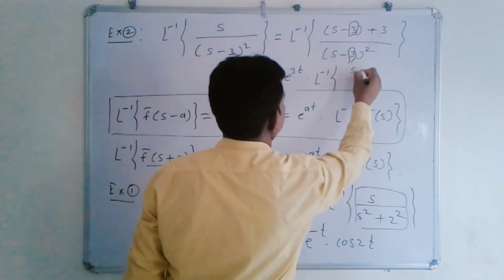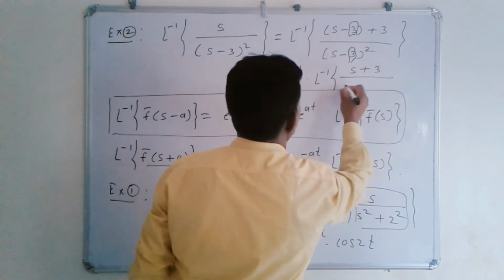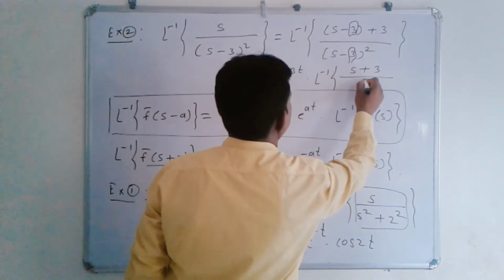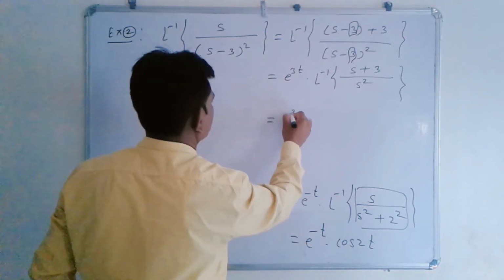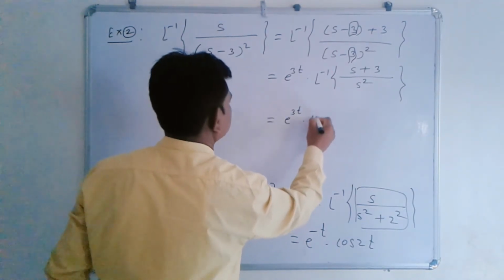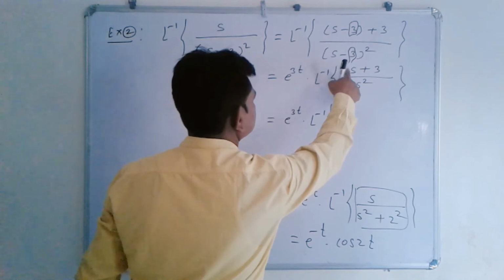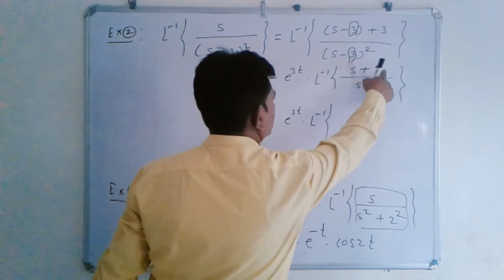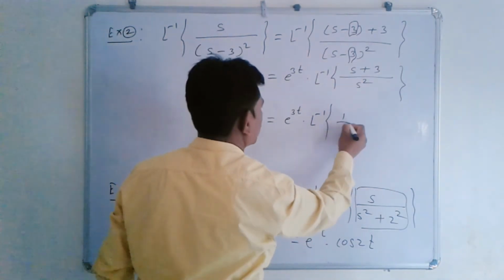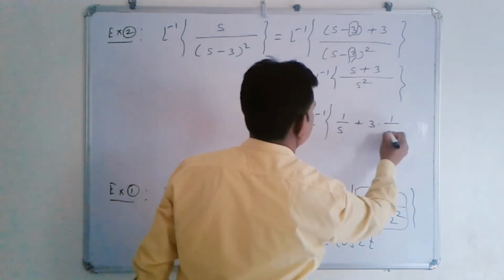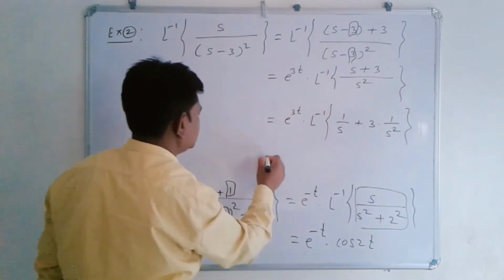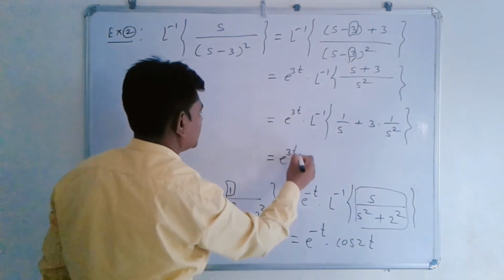Here F bar s is (s plus 3) upon s square. This is equal to e to the power 3t times L inverse of, now dividing, s by s square plus 3 by s square, which means 1 by s plus 3 times 1 by s square.